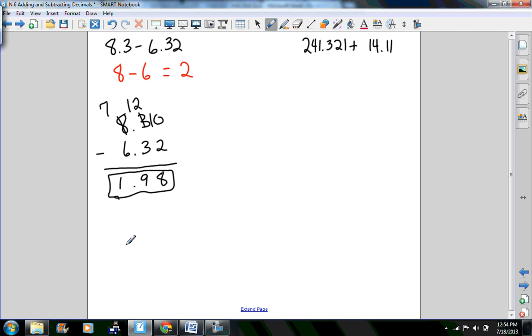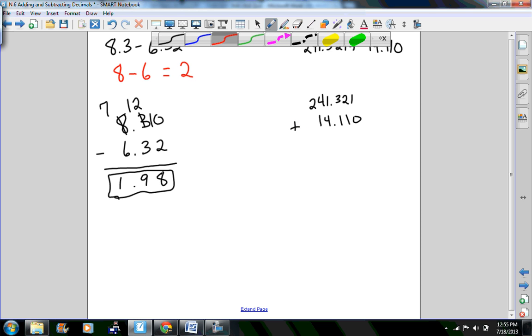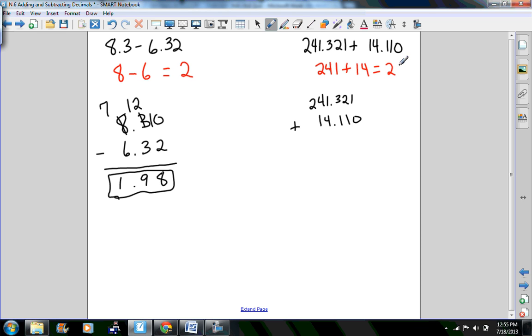Okay, we'll do the one on the right. Now, we can also do the decimal thing up here at the top. Well, this is 3 decimal places. This one is 2. So we have to add a 0 here. And then we'll just do it like we've always done. 241.321. And this now, we're going to have to slide because this is in the tens place, we'll have to put that in the tens place, 14.110. Okay, so now before we start this, we're going to estimate it. So this becomes 241. This becomes 14, which estimates to 255.